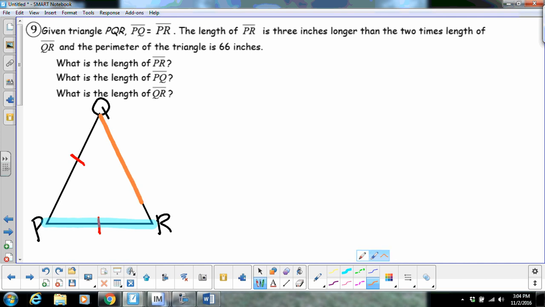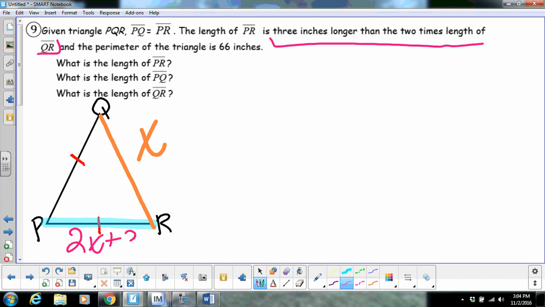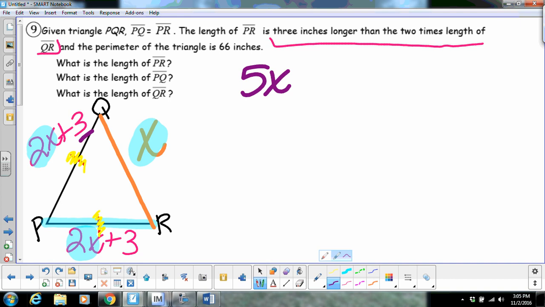We do not know what QR's value is, so we're going to make that X. Then I'm going to go right back and say 3 inches longer than 2 times the length of QR. QR was X, so that's going to be 2X plus 3. Now, because of my tick marks here, I know that these two are congruent, so that's going to make this side also 2X plus 3. Now we're right back into our perimeter problem where we're going to add up X, 3X, 4X, 5X plus 6 is going to equal 66.